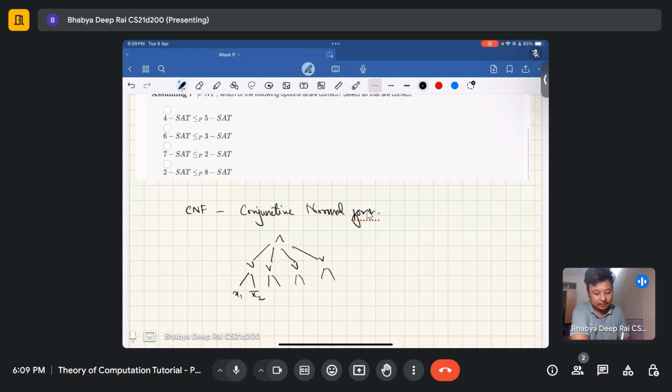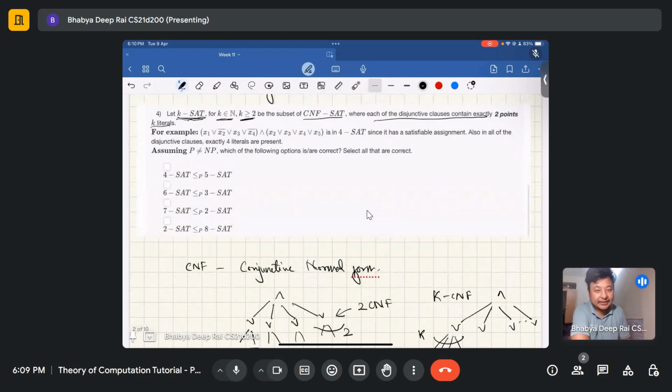A NOT gate applied on a variable, that's what we can imagine them as. So, for example, this is an example of a 2-CNF because the fan-in of the OR gates, the number of inputs each takes, is 2. So what is k-CNF? I have an AND gate, with OR gates feeding into it, and those OR gates have exactly k inputs. So that is what they are saying.